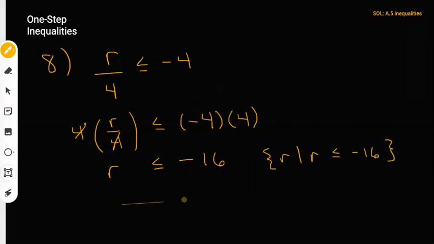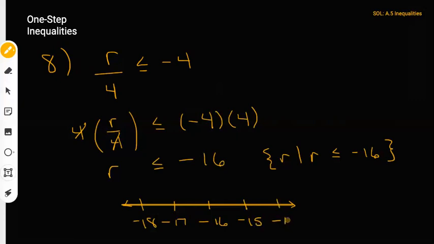Now the number line has to include negative 16. I usually put that in the middle. Numbers that are less than negative 16, like negative 17, negative 18, they're going to go on the left side. Numbers that are bigger than negative 16, like negative 15 or negative 14, they're going to go on the right side. Since it's a less than or equal to, I'm going to use a closed dot on negative 16. Which way do I shade? The less than symbol tells me to shade to the left.